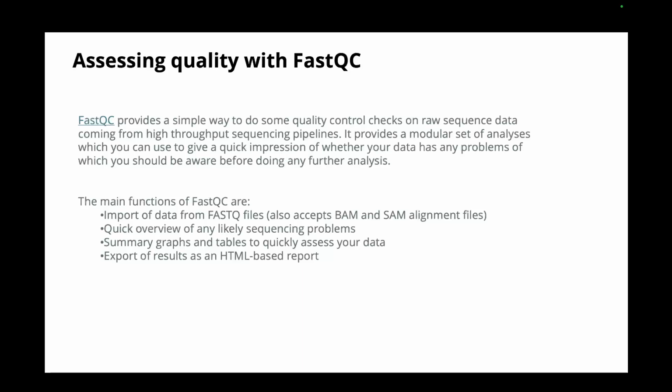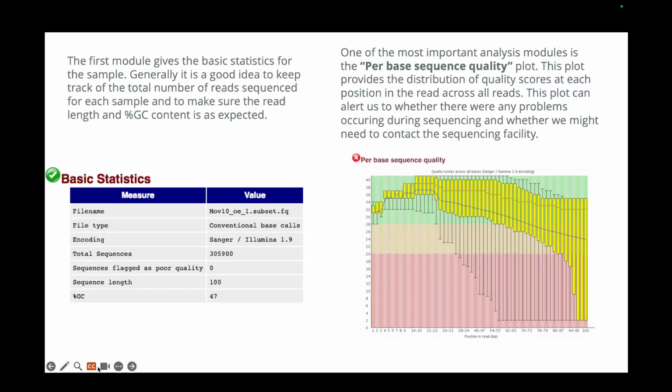So FastQC, tomorrow we'll see how the FastQC report is generated. It gives you an HTML file which you can open in your browser. So this is the basic statistics part which it will give. It will give the total sequences present, the sequence length, and the GC percentage. I hope you know that all species will have a certain level of GC content, which is characteristic of the genome of that particular species.